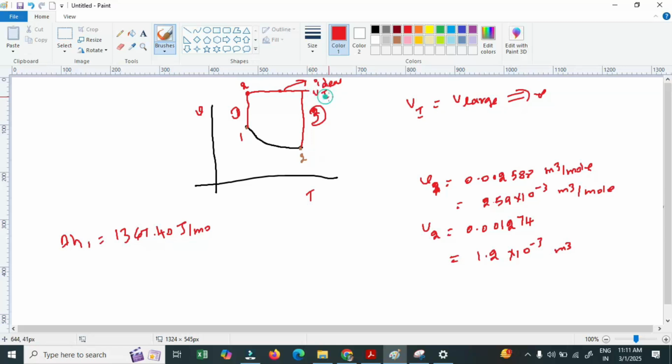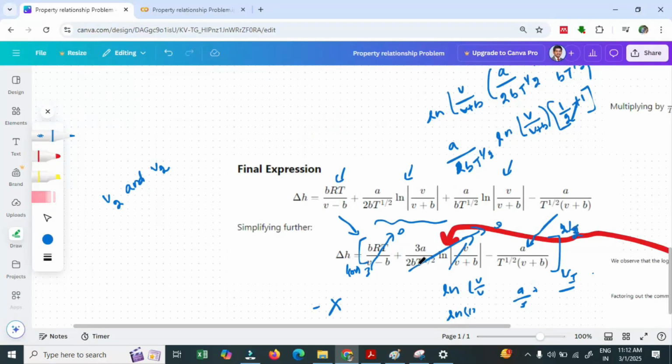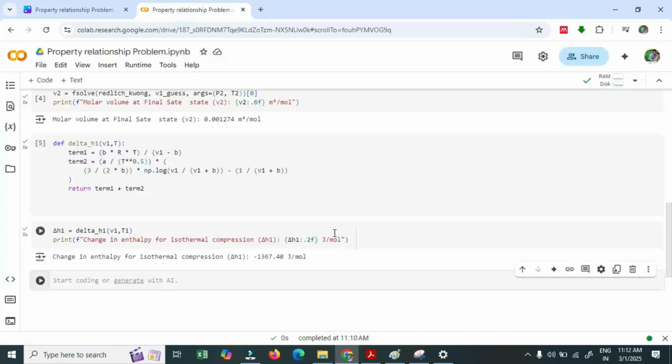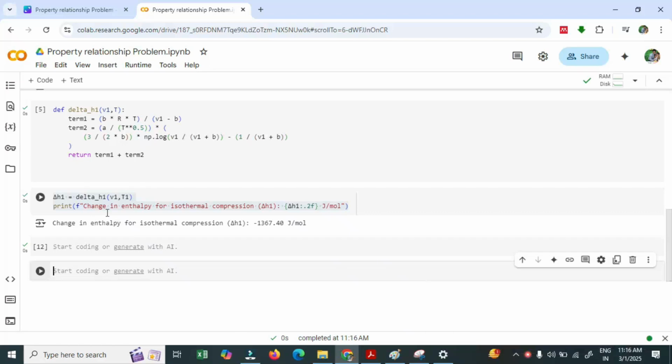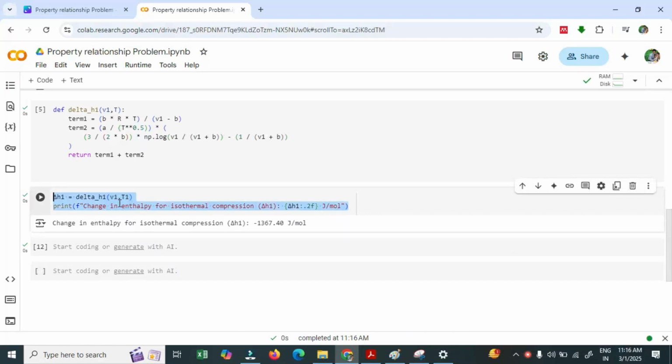Yeah, I'm getting a mistake. Let me check what mistake I made here. Now I need to execute for step number 3. Copy, and just paste that code here.